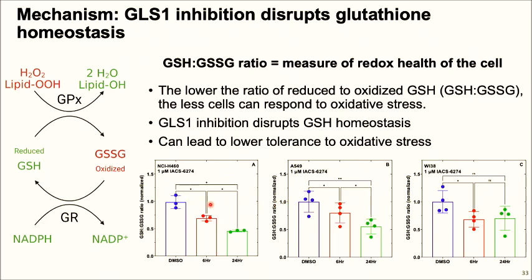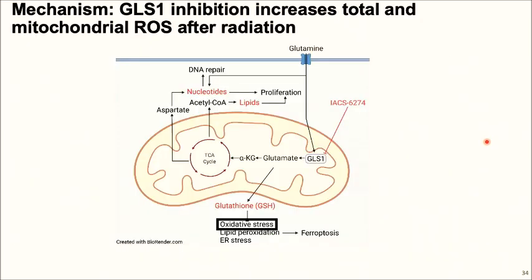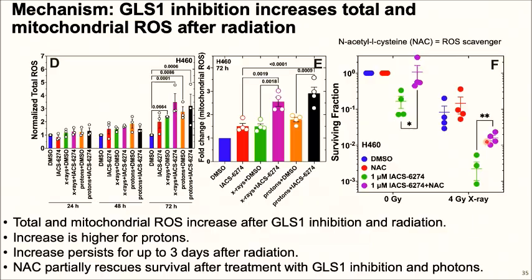This is the case for the two cancer cell lines that are KEAP1 mutated. For the normal cell line, we didn't see an increase or a decrease in the ratio of GSH to GSSG, and it seems that it reaches a plateau, so it's less sensitive to the GLS1 inhibitor. Then we also looked at oxidative stress, where we measured total ROS produced in the cells, but also only mitochondrial ROS.